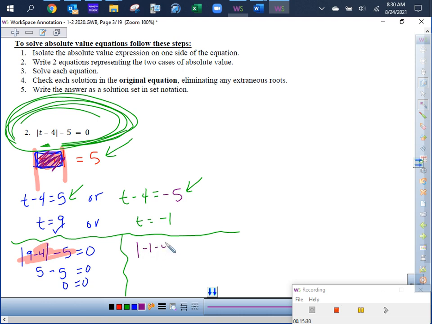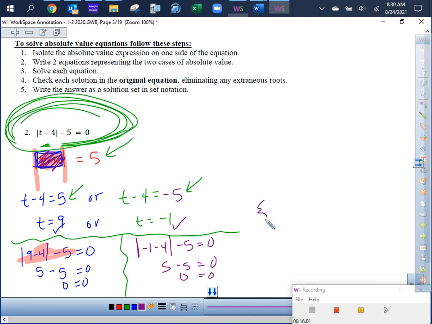-1 minus 4 minus 5 equals 0. What is -1 minus 4? -5. But because there's bars, there's a lot of people who don't write the bars down. They're like, oh, I was supposed to put those bars in there? Yes, you're supposed to put those bars in there. They're there for a reason. So isn't this really still 5 minus 5 equals 0, which is a true statement. So far, we haven't had any what's called extraneous answers.